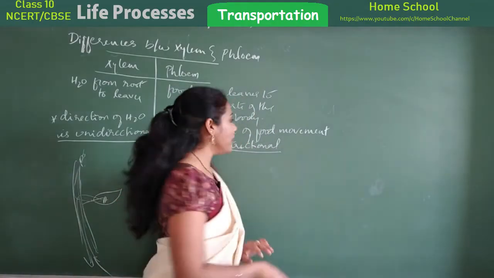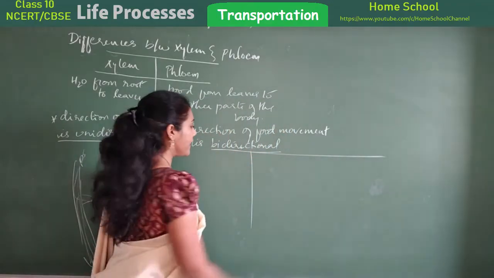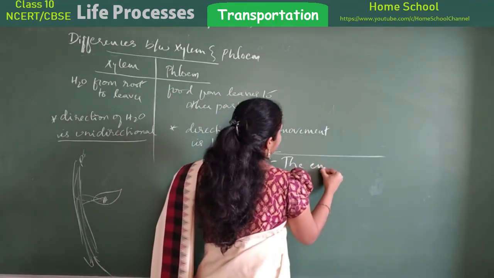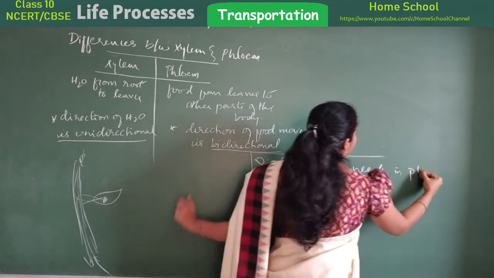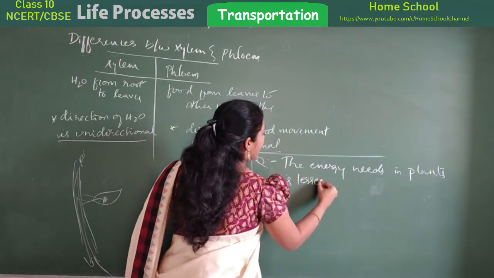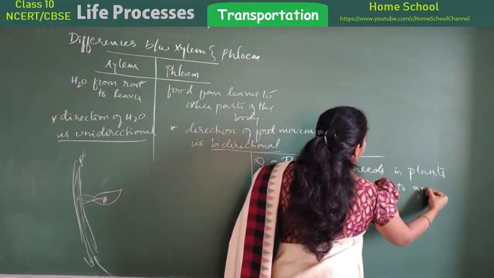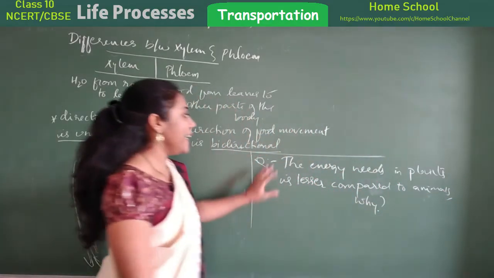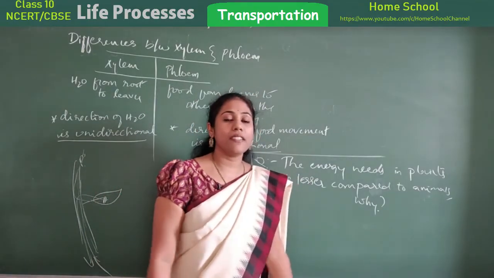And now one important question, if I ask you, what would be the answer for this? The question is, the energy needs in plants are lesser compared to animals. Can you tell me why? The plants actually need less amount of energy compared to animals. What is the reason?